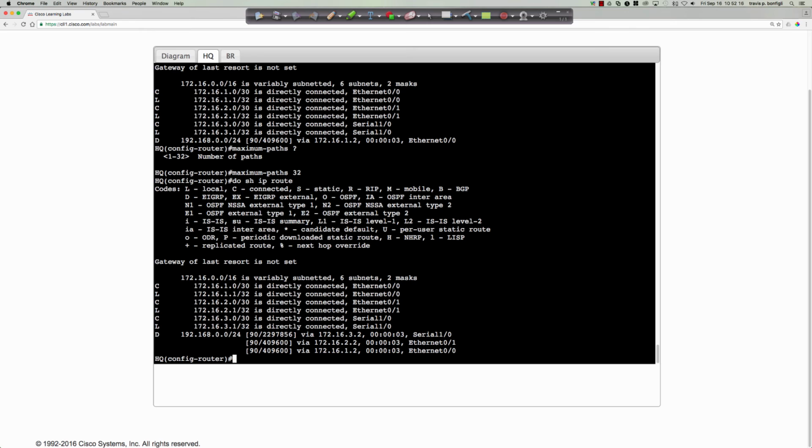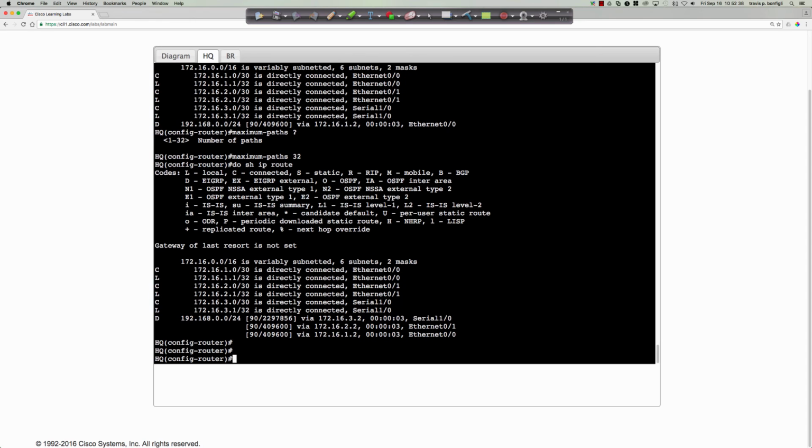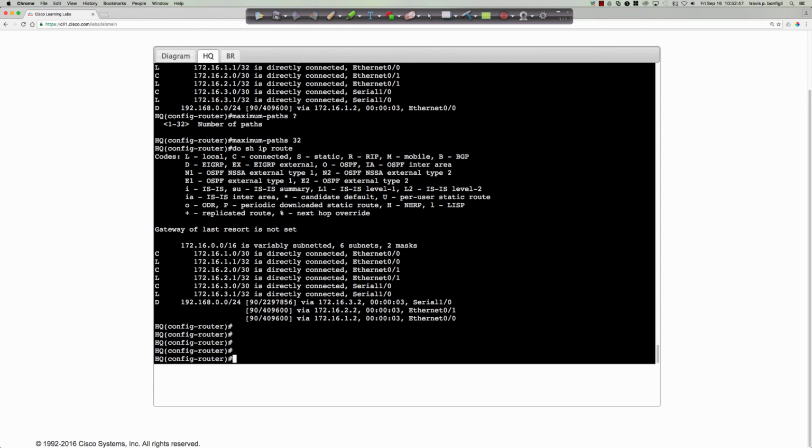So we get the 3. But again, changing the variance doesn't change the maximum paths value, right? It simply allows me to do the variance command to do unequal cost multipathing over these different paths. Now, there's one more thing we need to talk about, and that is the proportionality or the ratio of the traffic and how it's being shared across those paths.